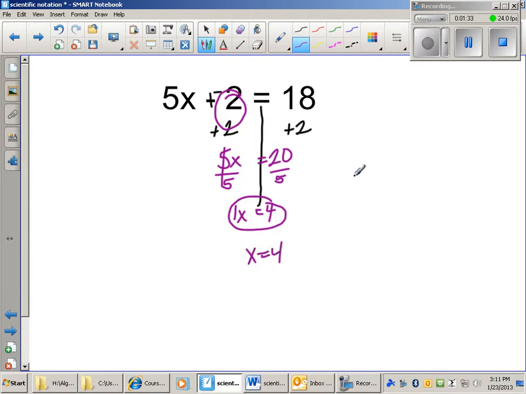This question is a little similar to the homework problems from Wednesday, problems number 3, 5, and 8. So if you're working on your homework tonight, this one is similar to 3, 5, and 8.